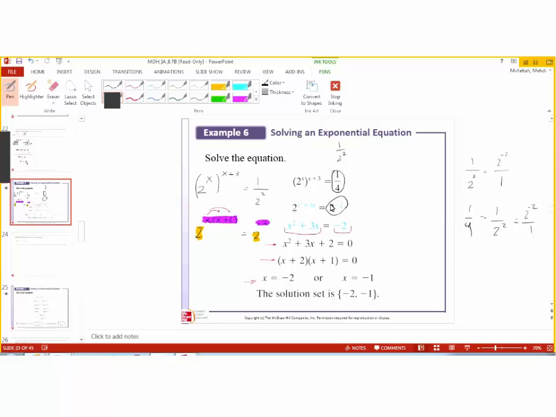Yes, okay. So now we managed to make the base the same. You see how we have 2 here on the left hand side, 2 on the right hand side. If the bases are the same, the exponents must be the same. So x times x plus 3, which is x squared plus 3x, must be equal to -2. So are we okay up to this point?